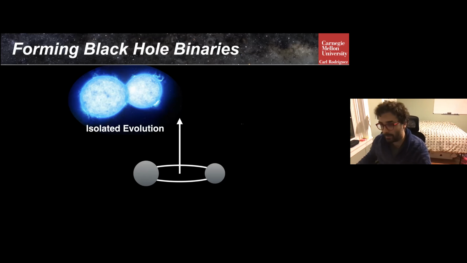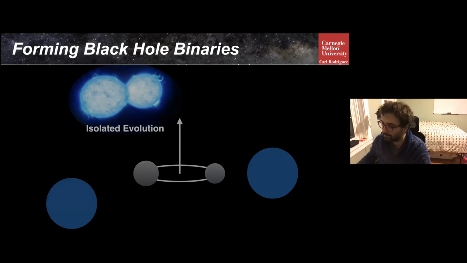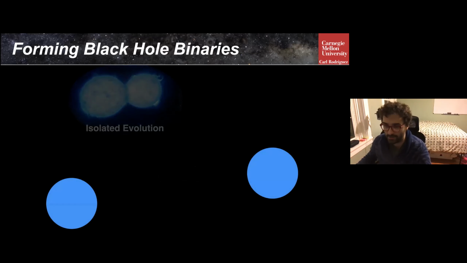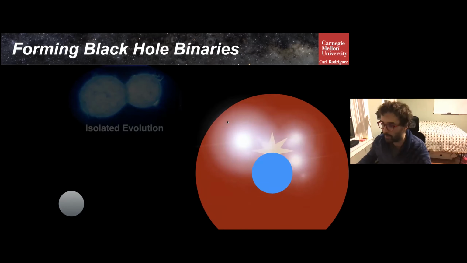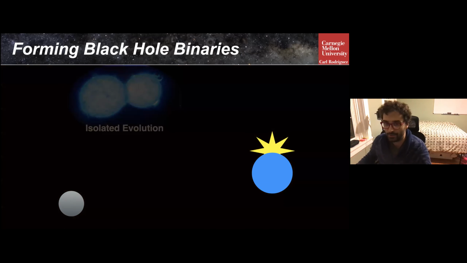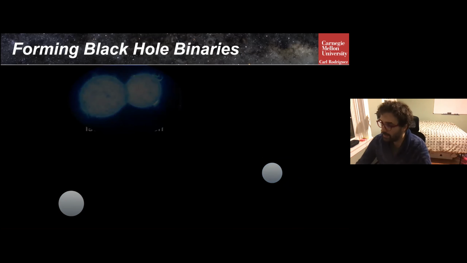The other way to form binary black holes is to dispense with the pre-existing binaries entirely. So you start off with two massive stars. They have no separation problem whatsoever, so they can just evolve on their merry way, leaving behind two black holes. But then you have a second problem, because now you have two unbound objects that you need to get somehow or another into a bound system.